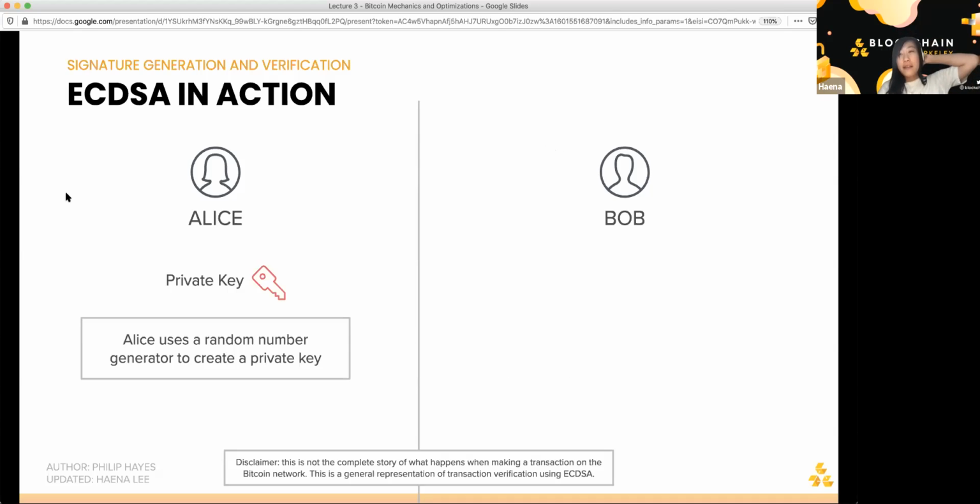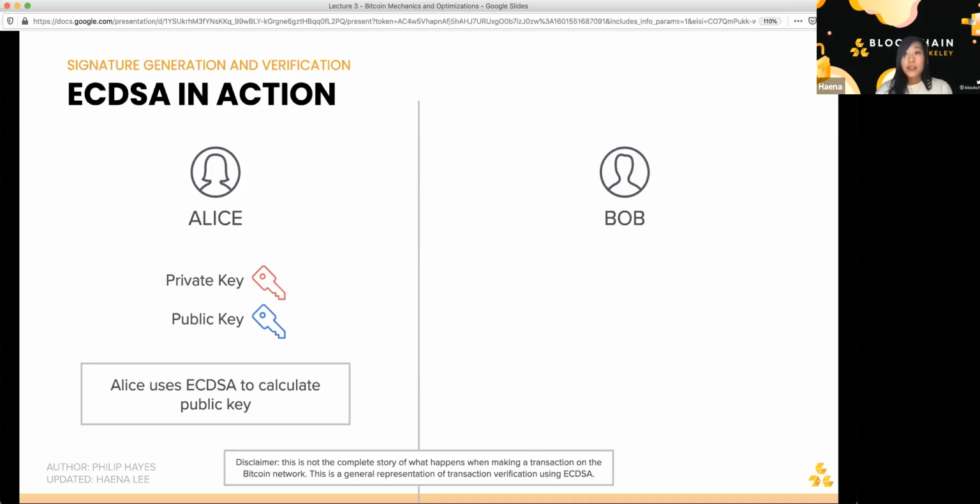But before everything else, Alice needs to generate a private key, and Alice will do so by using a cryptographically secure random number generator. And we'll go into more detail later about why you have to use a very specific type of random number generator. But first things first, Alice needs a private key. So Alice makes a private key. Yay. The next step is to generate a public key that corresponds with your private key by using ECDSA.